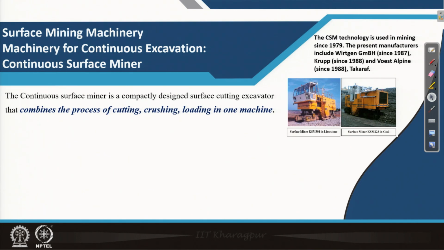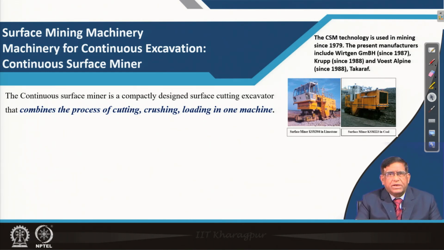You can see that this technology is not a new one. It was introduced in 1979 also. This technology was used in mines, but there are machines produced by the Wirtgen company. They were first developed as road paving machines for civil work, but today in India most of the coal mining, surface coal mining, is using the continuous surface miner.